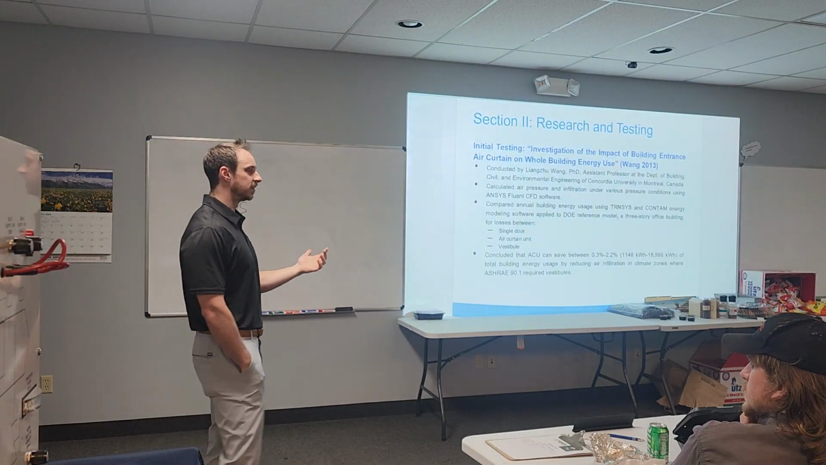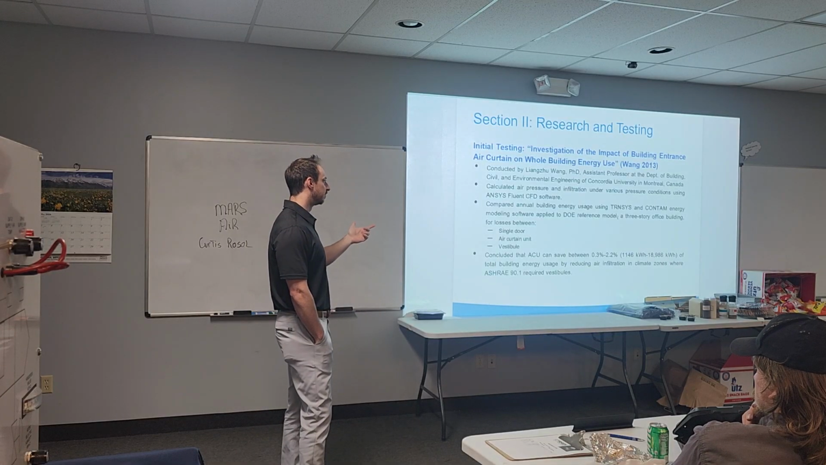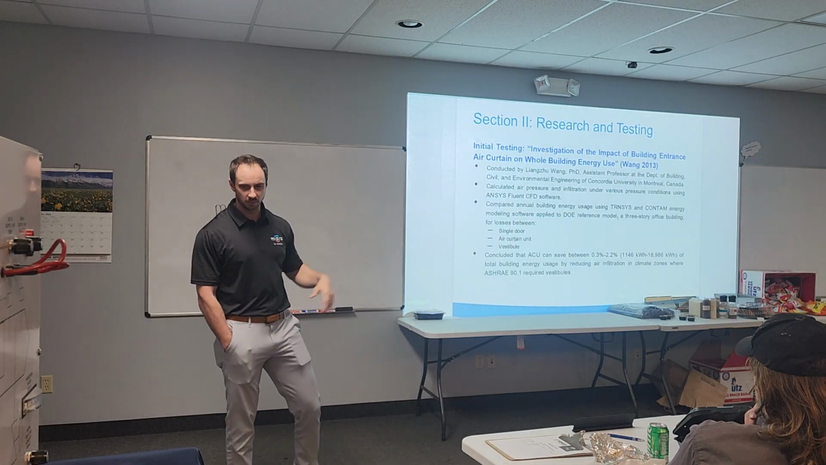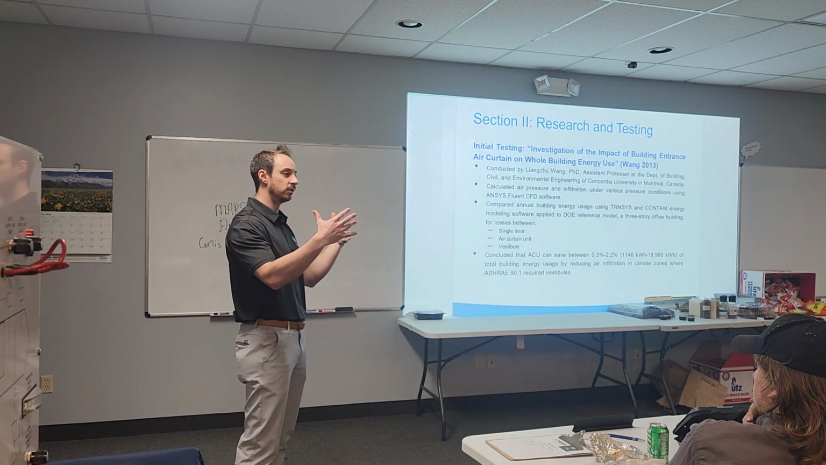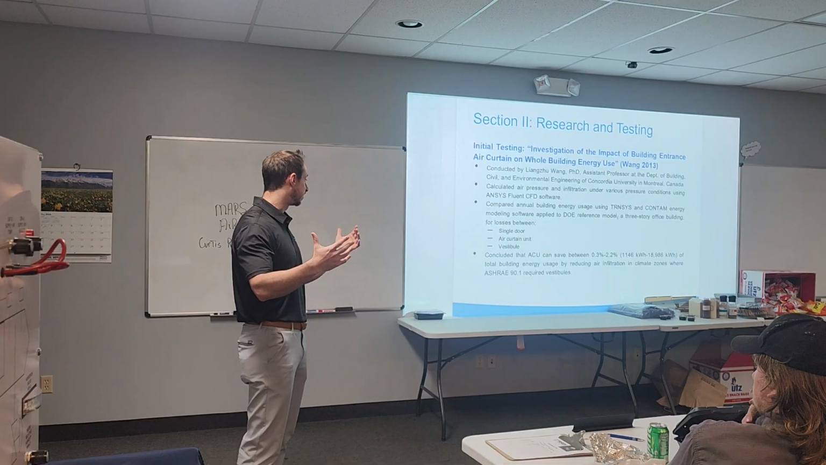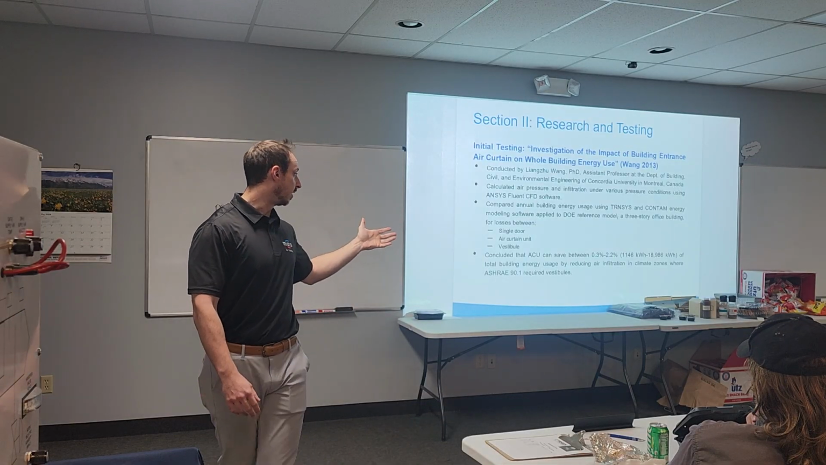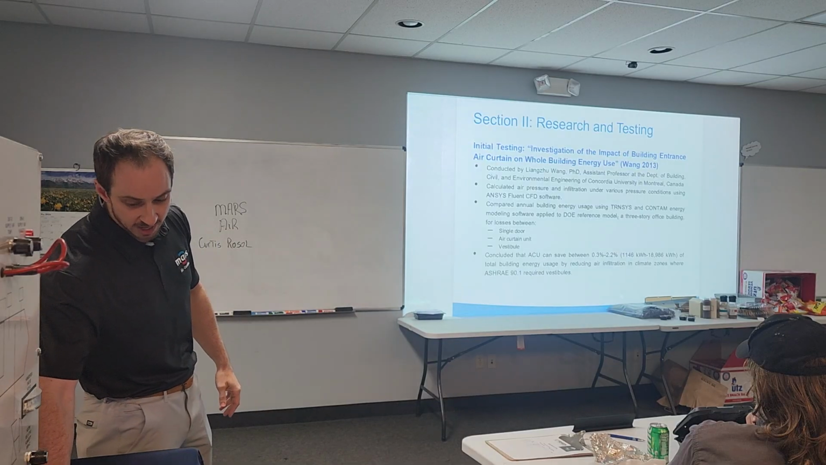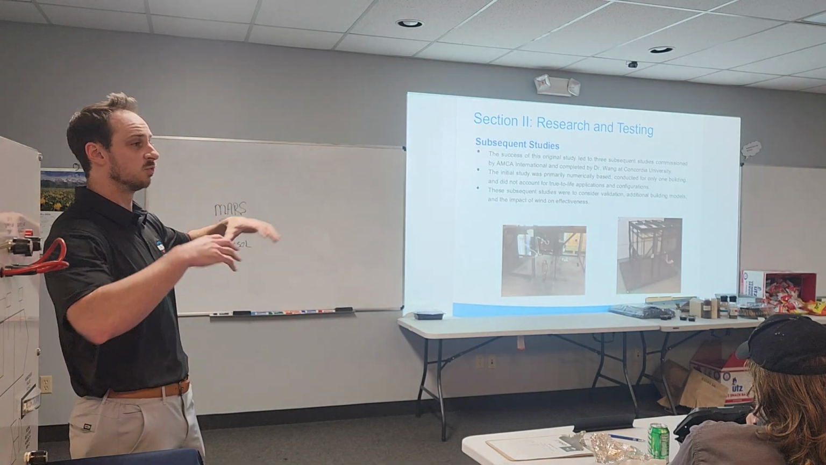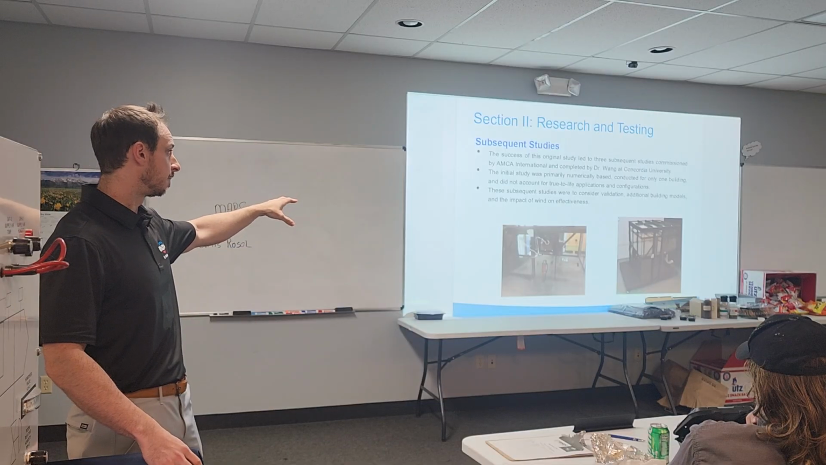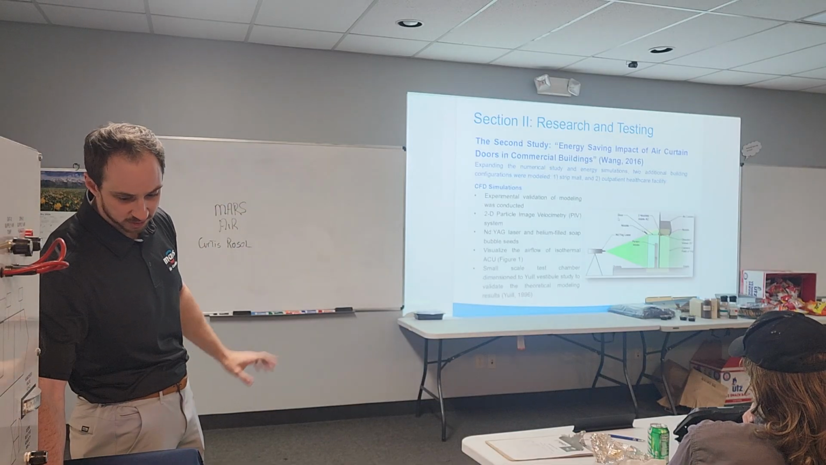The first one was a CFD analysis using a DOE reference model. He modeled the building, put an air curtain over a vestibule, and calculated what the energy savings was. That's what you see on the bottom there: 0.3 to 2.2% of total building energy usage was saved. We took that information and he remodeled it using scale modeling. He did the same analysis, and we used what's called a YAG laser.